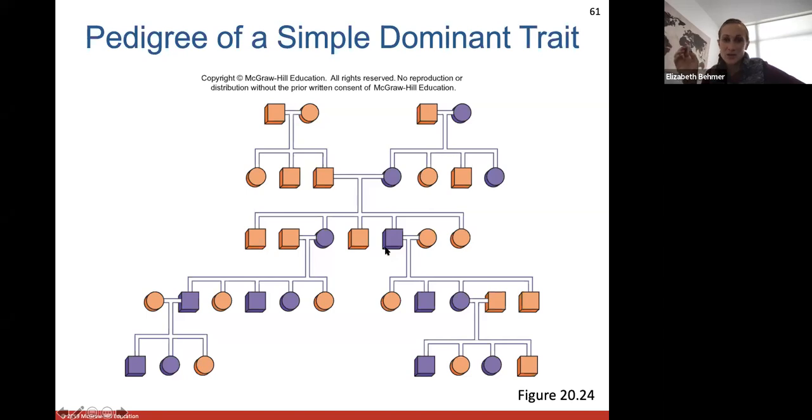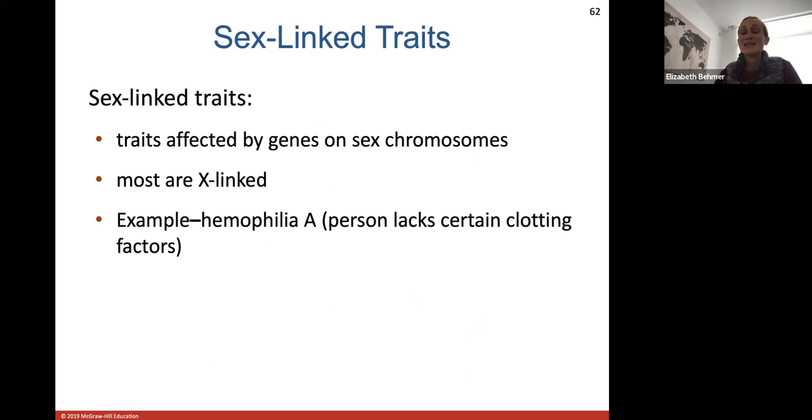And you can go back and do your own pedigree of a simple dominant trait to see if it was expressed or not. You can do red hair. Another trait you can do is when you fold your hands: if your left thumb is over the right, that's recessive, and if your right thumb is over the left, that's dominant. Other types of dominant traits, they've figured out for every trait whether it's dominant or recessive. A sex-linked trait is a trait affected by genes on one of the sex chromosomes, specifically on the X, so X-linked.